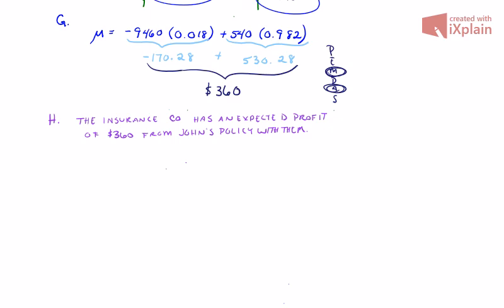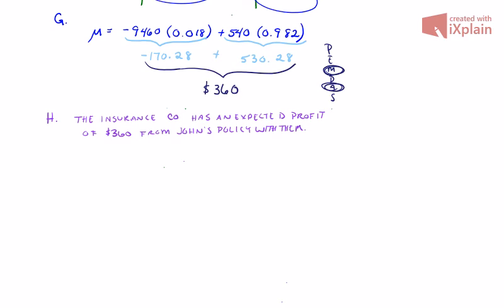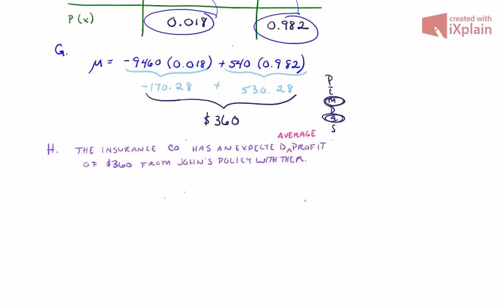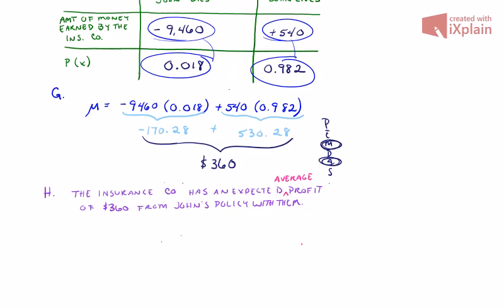Okay, so again, this is their expected profit, or this is their expected average profit. So maybe let's add that little change here. So average profit, because again, our expected value deals with the mean or the average. So again, in this situation, maybe you're asking yourself, but how could they stand to make $360? If he dies, they're losing $9,460, or if he lives, they get to keep $540. So again, we're just looking at the average here.